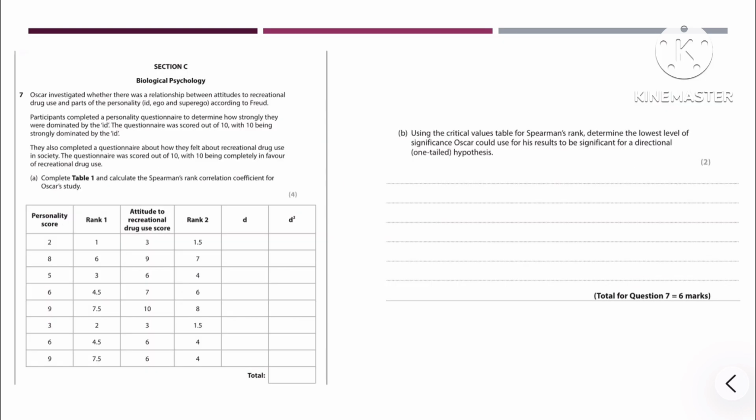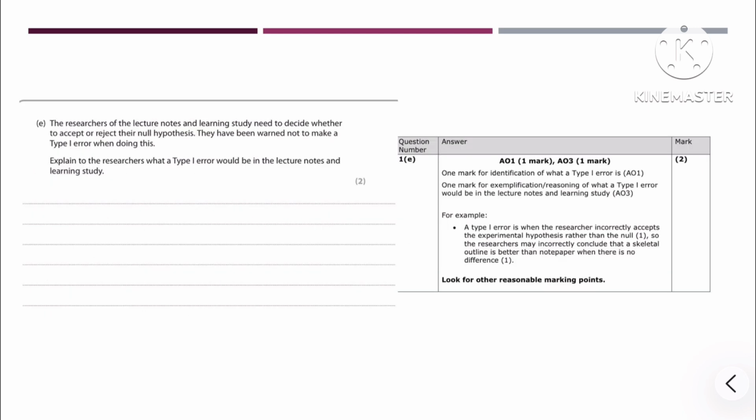Here are some exam questions for you to have a go at.